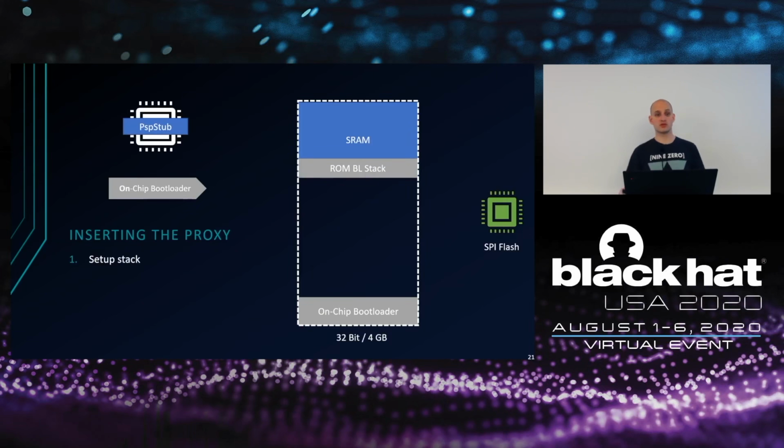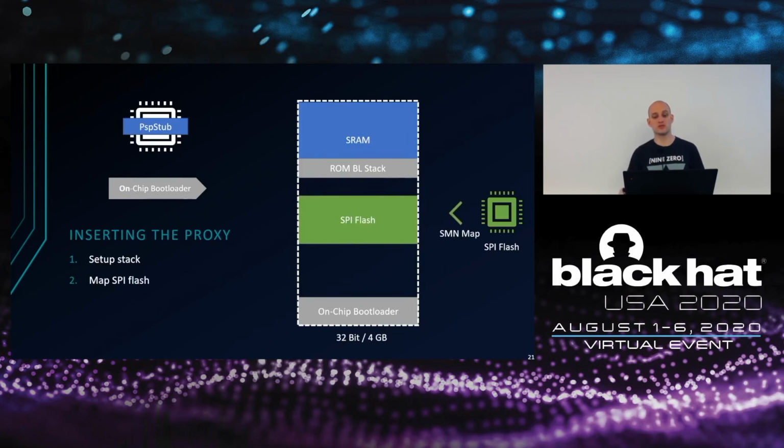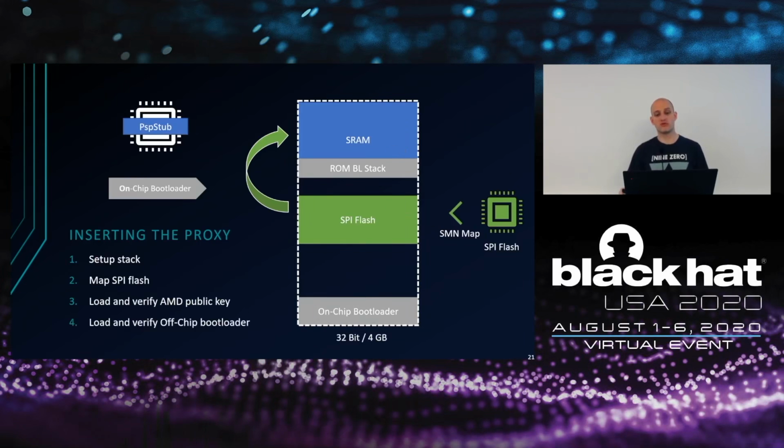And then we need to load and verify the off-chip bootloader, which is stored on the SPI flash. So the next step for the on-chip bootloader is to map the SPI flash. Then the on-chip bootloader will load and verify an AMD public key, which is present in the SPI flash. The public key is placed into the SRAM. Once that is finished, the on-chip bootloader will load and verify the off-chip bootloader. The off-chip bootloader is part of the SPI flash, and it will copy the binary into the local SRAM.